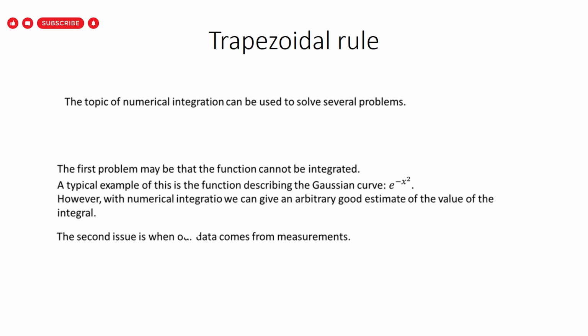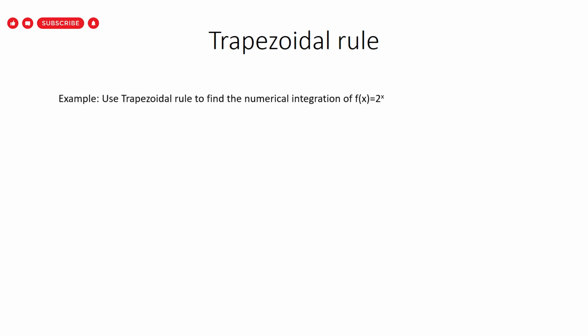Let us solve the problem by the trapezoidal rule. We have this function f(x) equal to 2 to the power x. We have to find the numerical integration by the trapezoidal rule. First, I want to analytically integrate the function and find the exact value for the area.